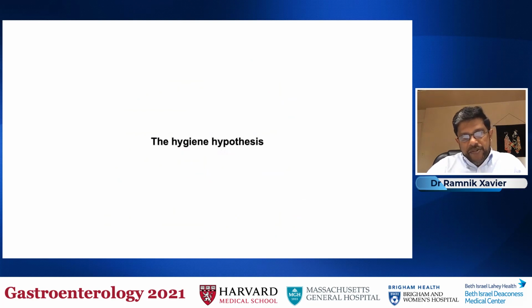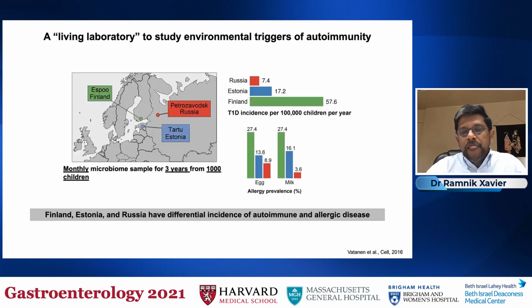The second concept that I'd like to highlight in the context of disease is, does the microbiome explain the hygiene hypothesis? A couple of years ago, we were lucky to study roughly 1,000 children born in Finland, Petrozavodsk, Russia, and Tartu in Estonia, and followed them monthly for 3 years. What you can begin to see is that if you were born in Finland, your risk of type 1 diabetes was significantly higher. And so we asked the question, by studying the microbiome monthly over 3 years, could we identify microbial features in Finnish children that were different from those in children born in Russia and Estonia? And then could we begin to find associations with the risk of type 1 diabetes?